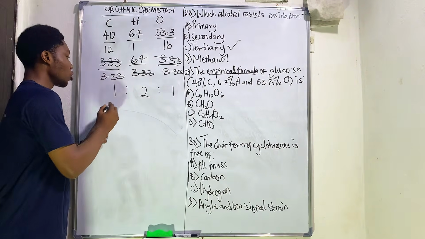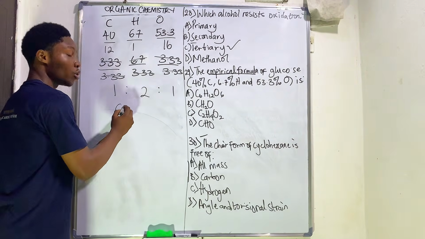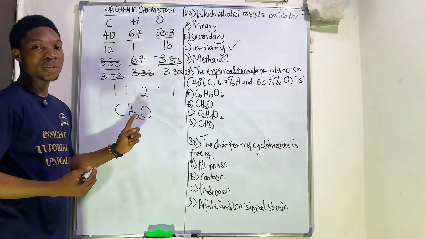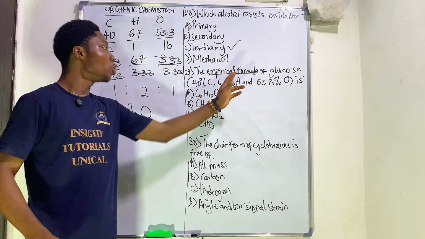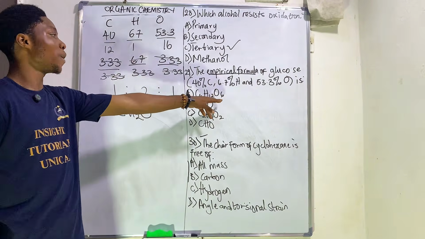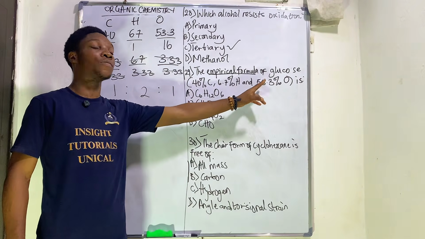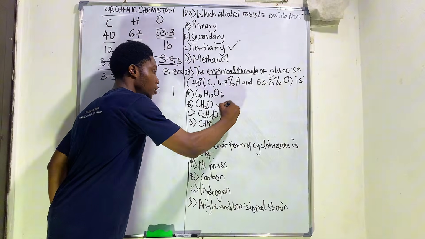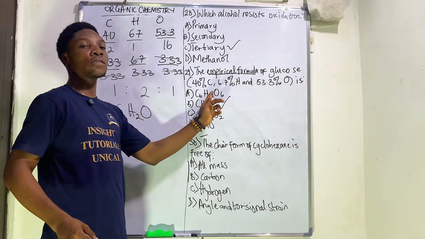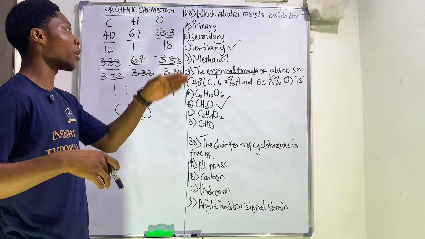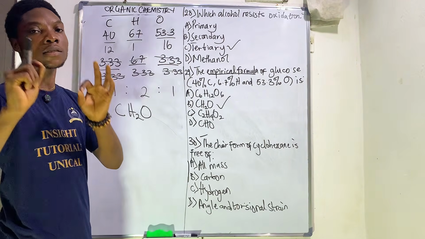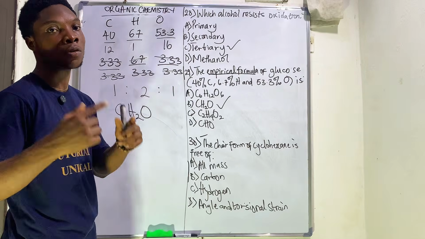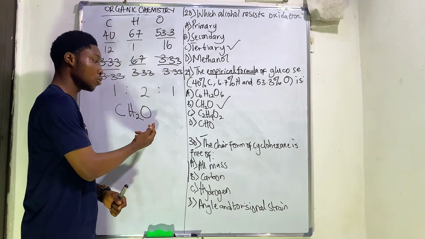So that means carbon is going to be 1, C, hydrogen is going to be 2, H2, and oxygen is going to be 1, O. So this is the simplest formula for glucose with 40% carbon, 6.7% hydrogen, and 53.3% oxygen. The answer is CH2O, which is B, right? C6H12O6 is the main chemical formula for glucose, but it's not the simplest chemical formula for glucose. The simplest possible chemical formula is CH2O.